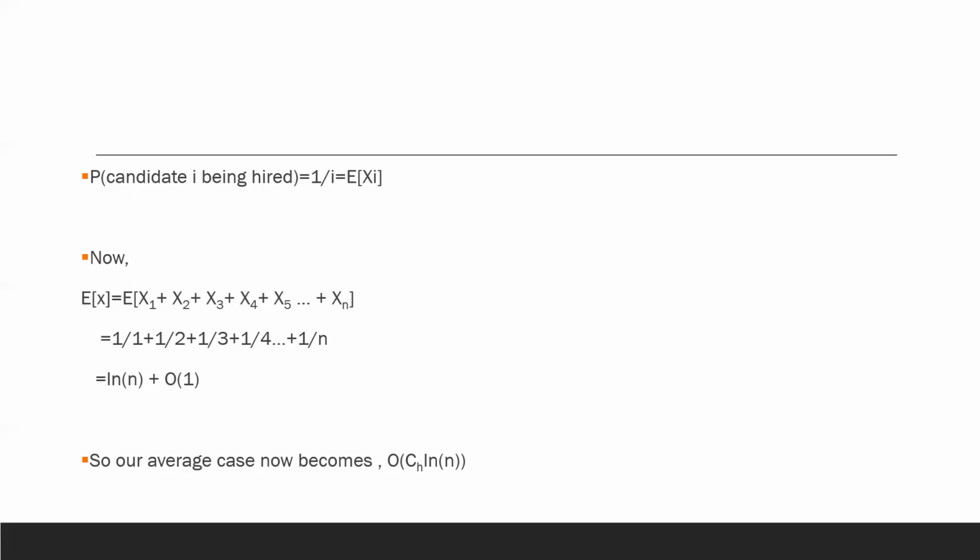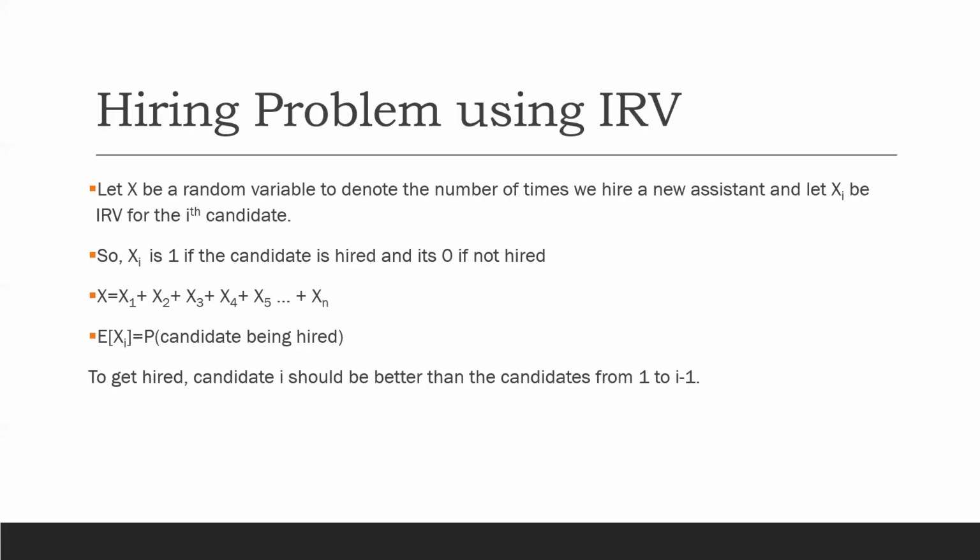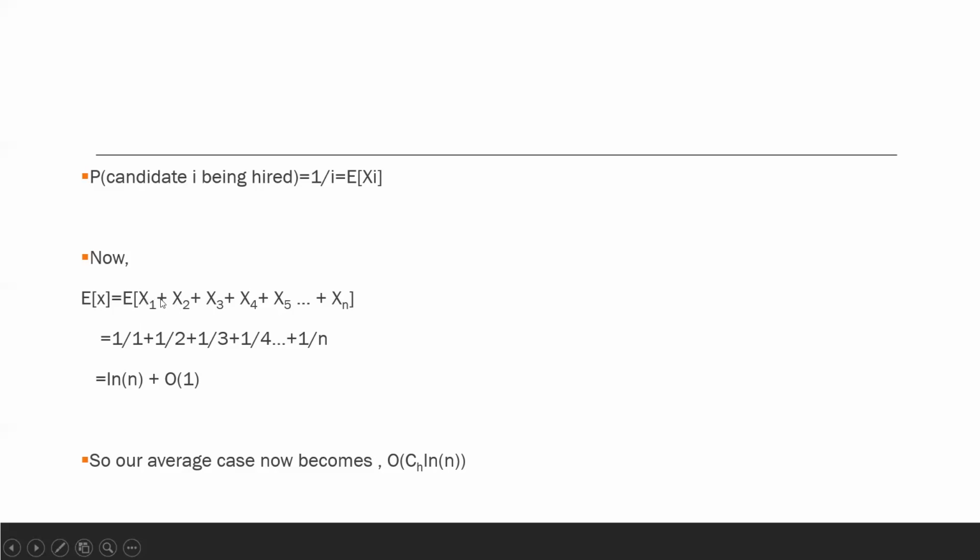Now coming to the expectation E of X, as we had seen in the previous slide, X is equal to X1 plus X2 plus X3 till Xn. So calculating the expectation, E of X is equal to E of X1 plus X2 plus X3 till Xn. Now substituting the values of i with 1, 2, 3 and so on, the summation of this would be log of n plus O of 1. So our average case now becomes O of Ch times log of n.